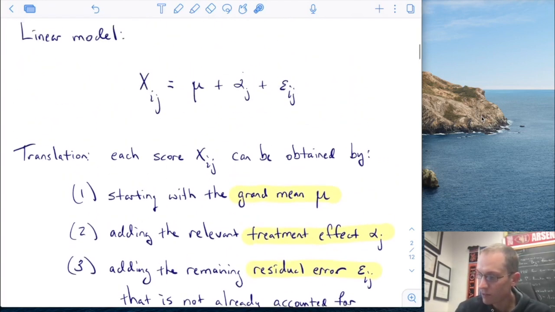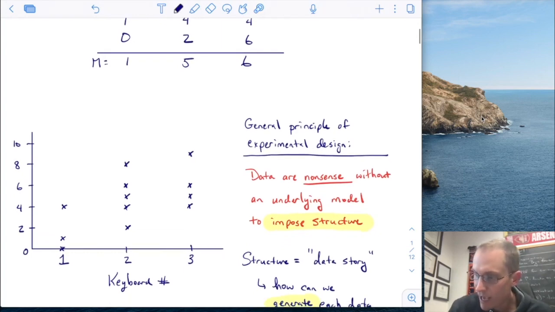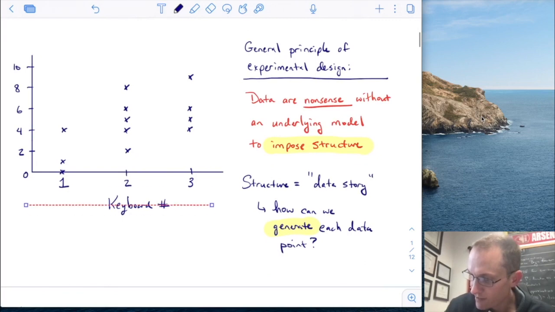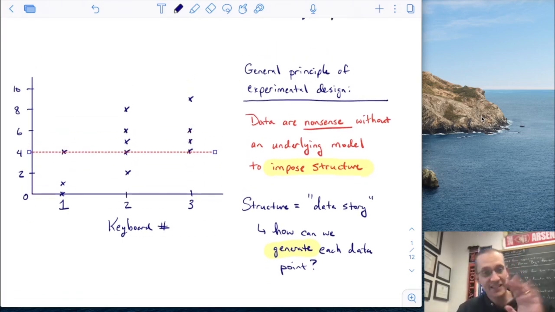So let's see what that looks like in our data up here. Well, first thing we need to know is what is the grand mean. And we can easily compute this. Since this is a balanced design, we can compute the mean of the 3 means. And that's just going to be 12 as a sum divided by 3, which gives us a grand mean of 4. Okay. And so what I'm going to do first on my plot is I'm going to move this little dashed line up to 4. Okay. So that is going to be the simplest possible model of the data. That is that every keyboard design has a mean of 4.